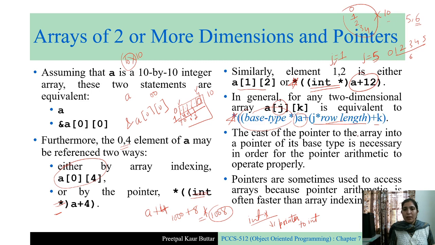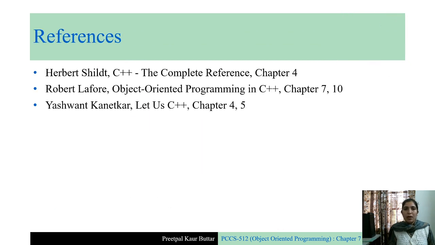The cast of the pointer to array into a pointer to its base type is necessary. Initially, A is a pointer to an array, but we are converting it into a pointer to a base type, a pointer to an integer for example, because otherwise the pointer arithmetic will not operate properly. Pointers are sometimes used to access arrays because pointer arithmetic is often faster than array indexing, right? So this is about the arrays, and here are the references for this chapter.